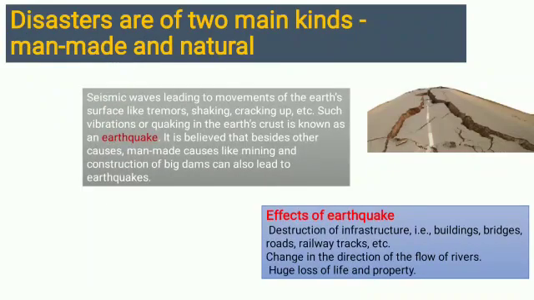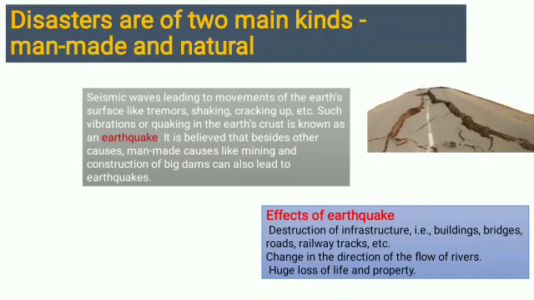Children, in the picture you can see the road, there are tremors, there is a breaking down of the road. Disasters are of two main kinds, two types: man-made and natural. Seismic waves lead to the movement of the Earth's surface, like tremors, shaking or cracking, etc. Such vibrations or quaking in the Earth's crust is known as an earthquake. An earthquake causes tremors. It causes buildings to collapse.